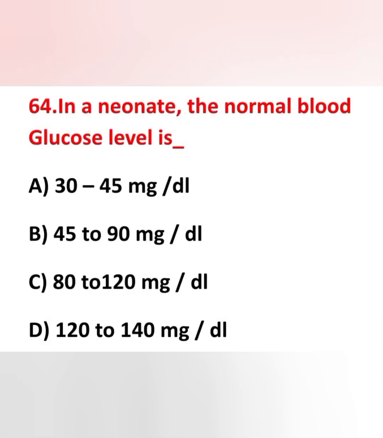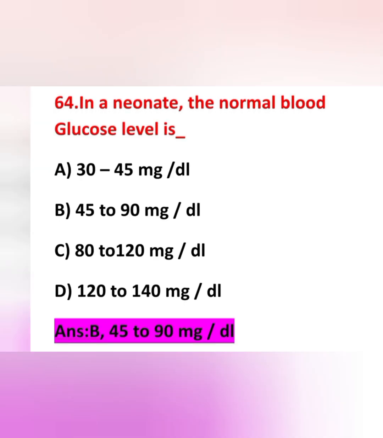Question number 64. In a neonate, the normal blood glucose level is. Options are option A, 30 to 45 milligram per deciliter, option B, 45 to 90 milligram per deciliter, option C, 80 to 120 milligram per deciliter, option D, 120 to 140 milligram per deciliter. Here the question is the normal blood glucose level in a neonate, and the correct answer is option B, 45 to 90 milligram per deciliter.